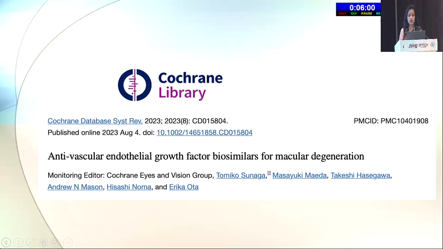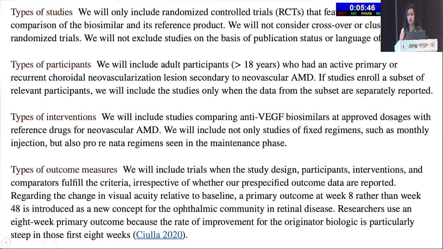Now, this is an important Cochrane review that will come up soon. It's still in process. They are looking at the anti-VEGF biosimilars for macular degeneration. This has been started in 2023, and this is how they're going to go about it: the different studies, the participants, the interventions, and the outcome measures.